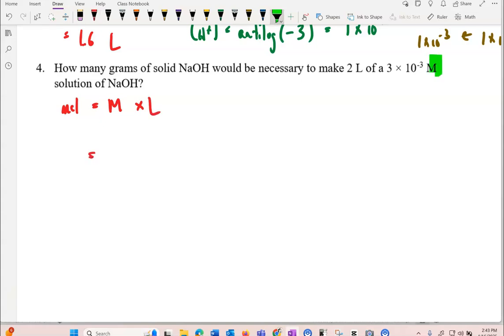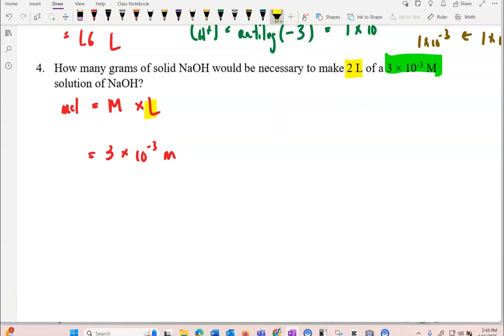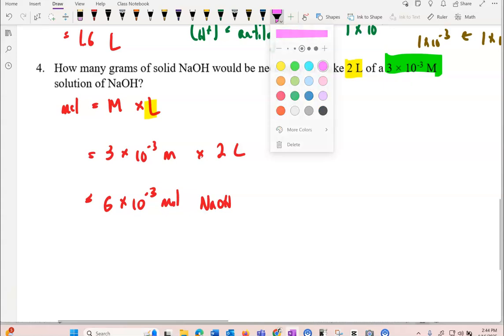Well, we have a molarity, 3 times 10 to the negative third. And we have a volume. Our volume is 2 liters. So I'm going to plug these things in, and what I get is 6 times 10 to the negative third moles of sodium hydroxide. I'm just going to double check to make sure I did that right. And so when we do this, now we have moles, but it's asking us specifically for grams.